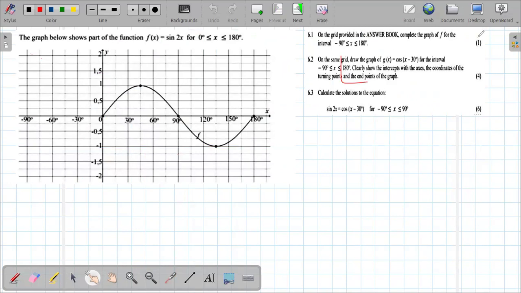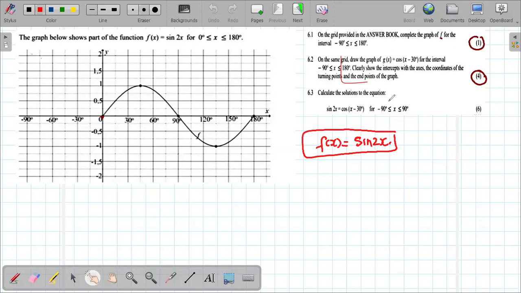I'm just going to do the first one with you. This one, you're going to try it alone. Okay. On the grid provided, complete the graph of F. Can you see this one is incomplete? There are two ways to do this, but I'm just going to show you something that has been nice. Let's look at what is f of x. F of x equals sine 2x.